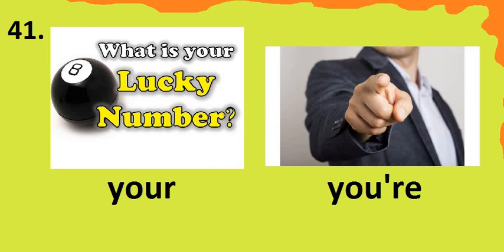Then we have your and you're. Now this is a very common problem. Even native speakers make mistakes here. So the first one, your, Y-O-U-R, means belonging to you. For example, what is your lucky number? Whereas you're, Y-O-U apostrophe R-E, is short for you are, as in you're fired. So just think about this when you're writing and make sure you write the correct one.